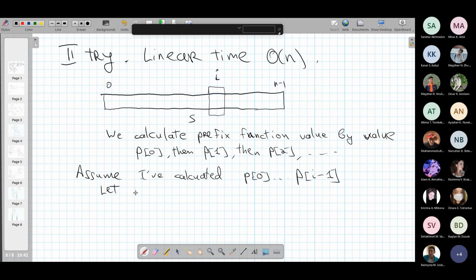Let us calculate P of i. How are we going to do that? Let us consider position i minus 1 and its prefix.